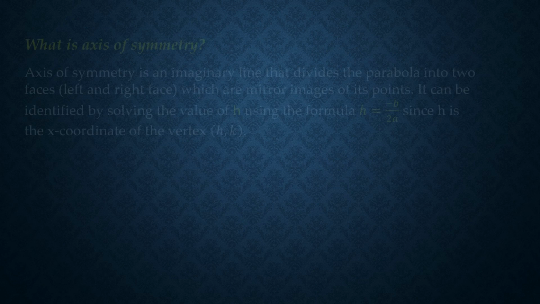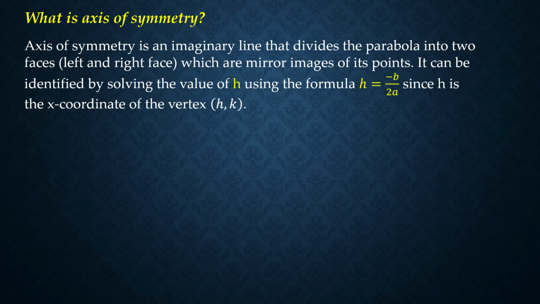So, what is the second component of the parabola? Okay. Axis of symmetry. The axis of symmetry is an imaginary line that divides a parabola into two faces, the left and right face, which are mirror images of its points. So, I mirror the eye, sir. Masa man ng left and right face.